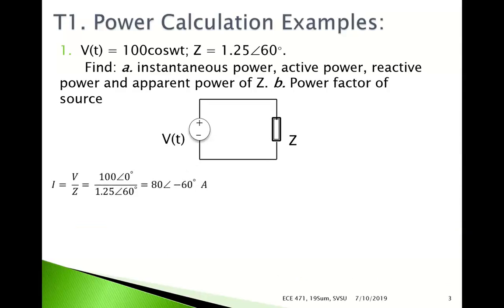So to this particular problem, there might be more than one way to solve it, but I just directly go to the current by following Ohm's law, obviously. So the voltage divided by the impedance, and the voltage here, as we already said, needs to be converted to a phasor from the given time function. So we are using 100, the magnitude, or say the peak value, with phase angle of 0, divided by the given impedance in the denominator, and end up with a current with magnitude of 80, phase angle of -60 degree.